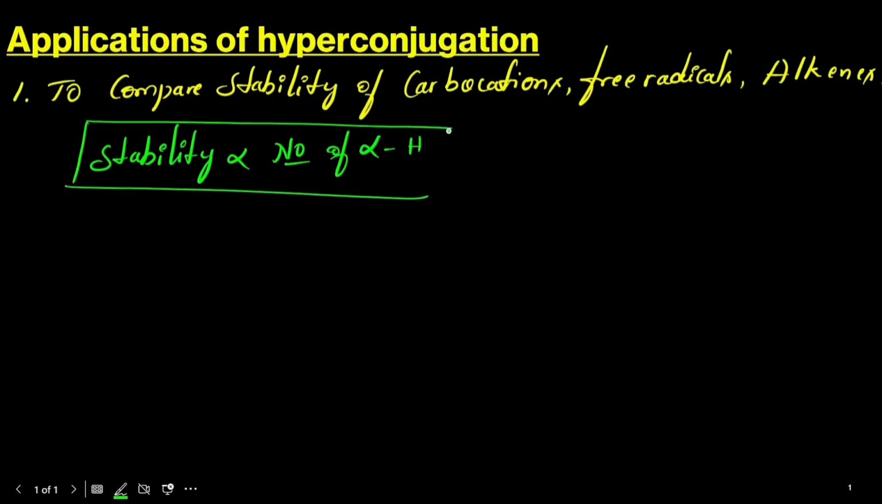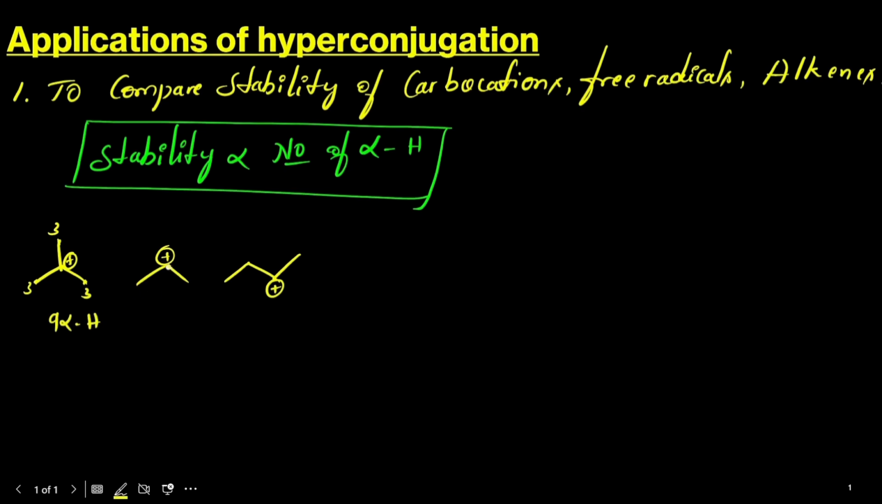Based on this, stability is decided. Among these three, which is the more stable carbocation? That is the question. So here, this is the carbocation. This is an alpha carbon atom, and here this is an alpha carbon atom. How many alpha hydrogens are there here? 3 alpha hydrogens, 3 alpha hydrogens, and 3 alpha hydrogens. Therefore, 9 alpha hydrogens are here.